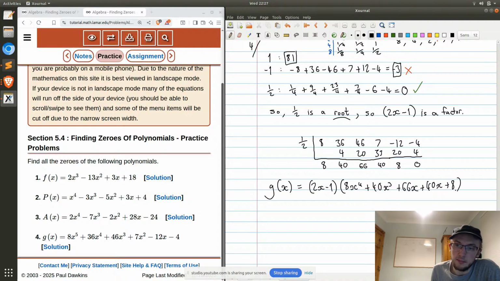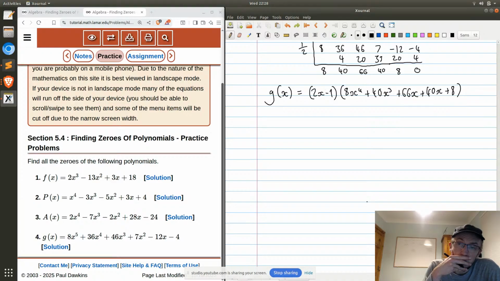2 is a factor of everything here. Huh? What? This can't be correct. Because if I do 8 divided by 8, I get plus or minus 1. And I've already tried them. Did I make an error? So there's only one way to find out. I have to multiply everything again. Okay, so first I'm going to multiply everything by 2x, and then everything by negative 1, and then I'm going to add it together, and I'm going to see if I get the original polynomial.